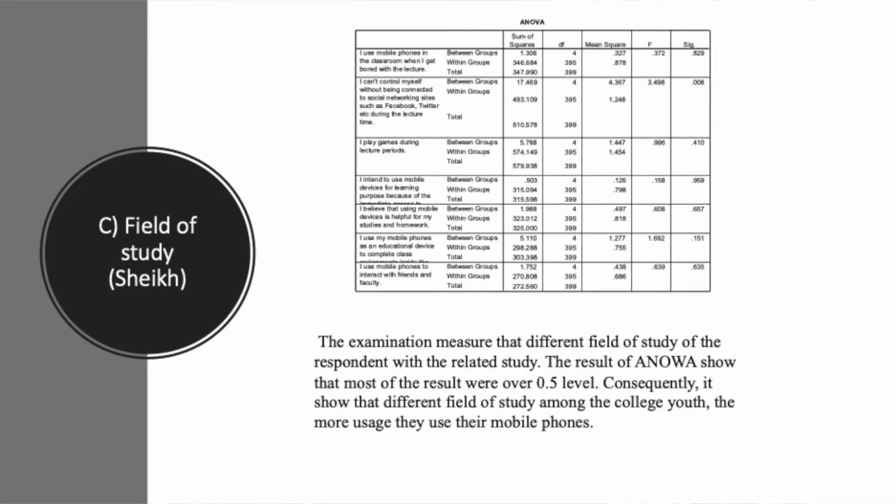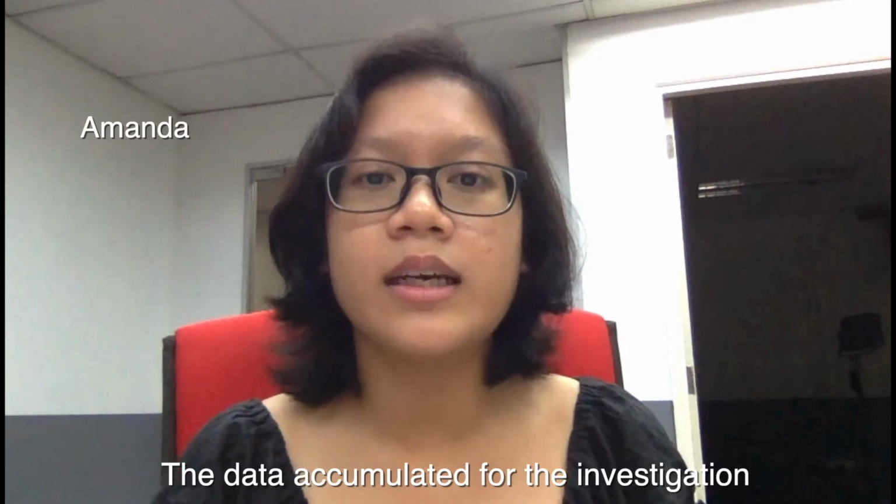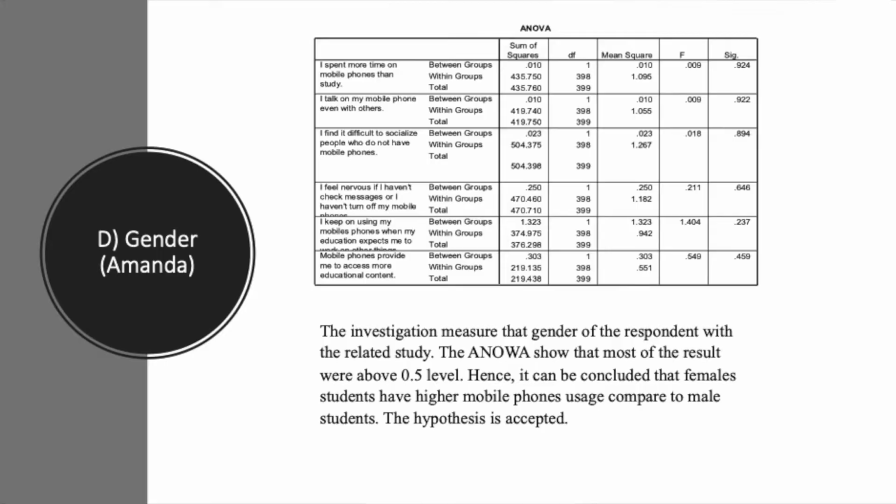The examination measured different field of study of the respondents with the related study. The result of the ANOVA showed that most of the results were over 0.5 level. Consequently, it showed that with different fields of study among the college youth, the more they use their mobile phones. The hypothesis is accepted. The data accumulated for the investigation measured the gender of the respondents with the related study.